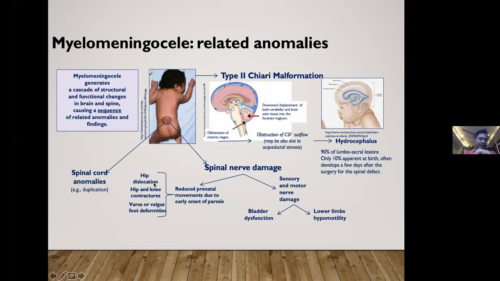Along with this, they have hip dislocation, hip and knee contractures, varus and valgus deformities, bladder dysfunction, and lower limb hypomotility. These secondary complications are all important because they would decide the outcome of a baby. That's why we should know the spectrum of associated anomalies in case of myelomeningocele when it is detected.